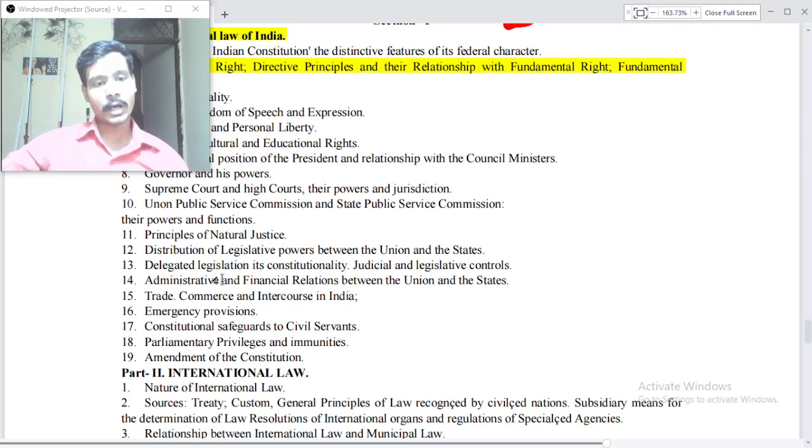Point number 14, administrative and financial relations between the Union and the states. Point number 15, trade, commerce and intercourse in India, emergency provisions, constitutional safeguards to civil servants. Point number 18, parliamentary privileges and immunities. Point 19, amendment of the Constitution.